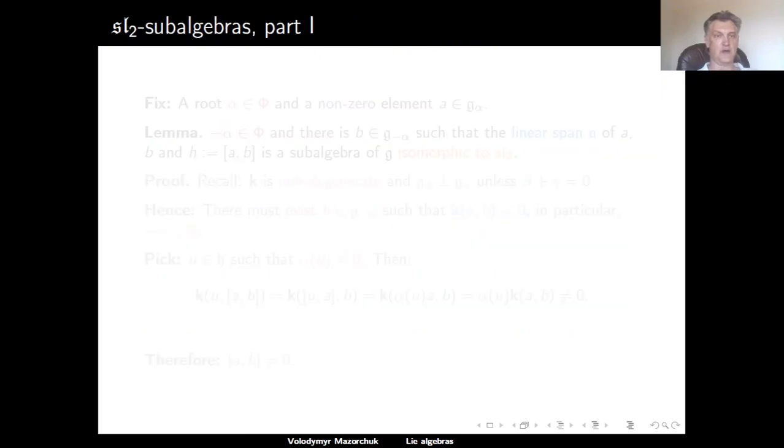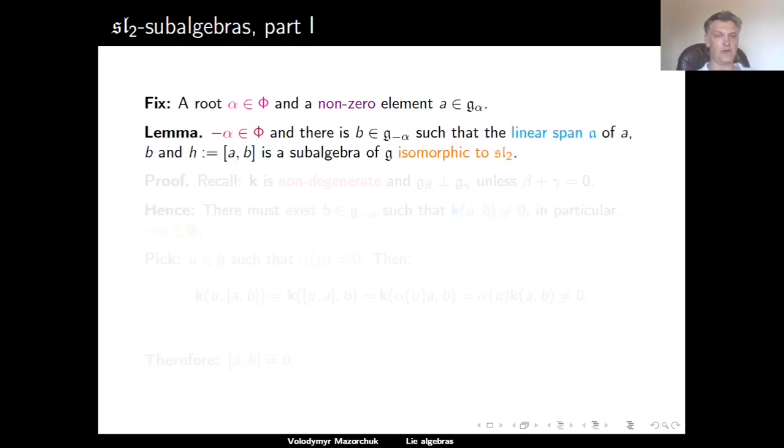So now we are going to associate to each root of our Lie algebra a certain SL2 subalgebra of this Lie algebra. So we fix a root alpha and a non-zero element A in the corresponding root subspace G sub alpha. Claim. First of all, minus alpha is also a root of G, and there is an element B in the root subspace G sub minus alpha, such that the linear span of A, B, and their commutator is a subalgebra of G isomorphic to SL2.